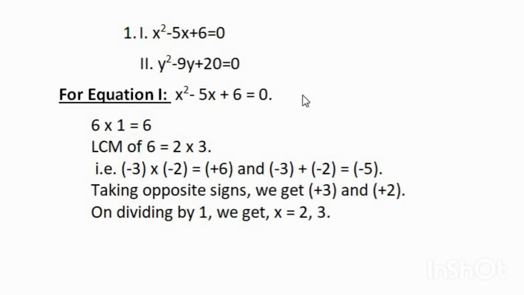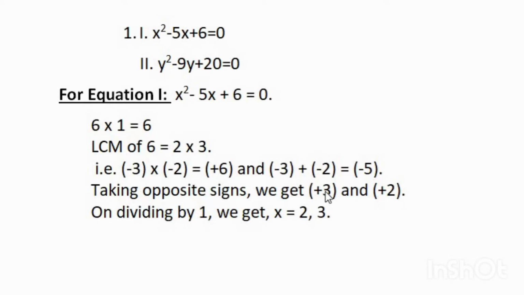Considering the first equation, we know that multiplying x square term and constant term 6 into 1 equal to 6. This is step number 1, and step number 2 is taking LCM of 6, that is equal to 2 into 3. On adding minus 2 and minus 3, we will get the middle term as minus 5, and when we do multiplication, that is minus 3 into minus 2, we will get plus 6. Okay, now the numbers are minus 2 and minus 3.